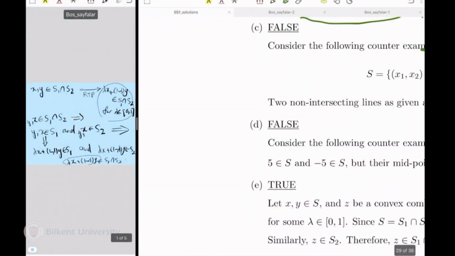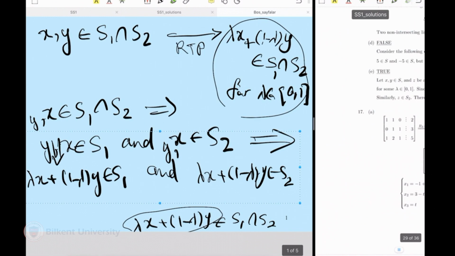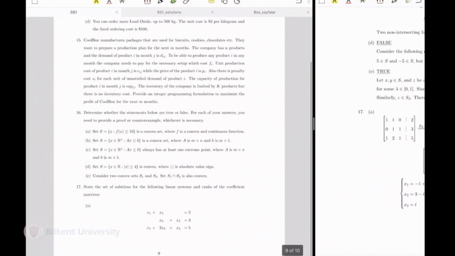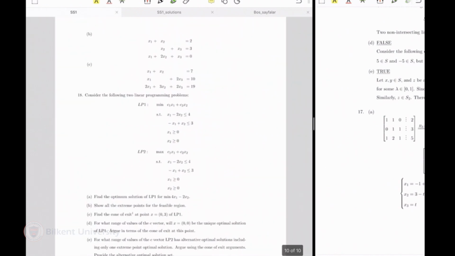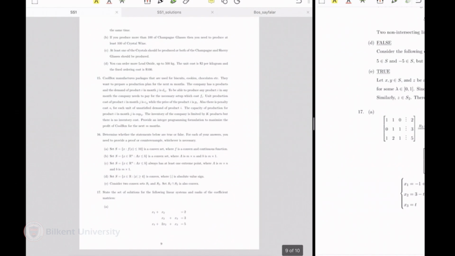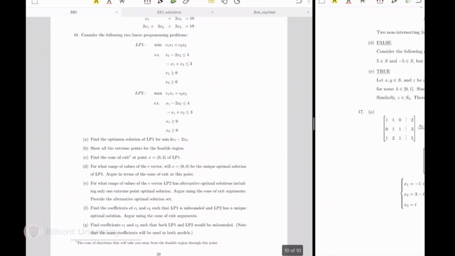Let's go to the next question. First, let me jump to the last question because I'm afraid I wouldn't have time to cover 17. Let's cover 18 first.